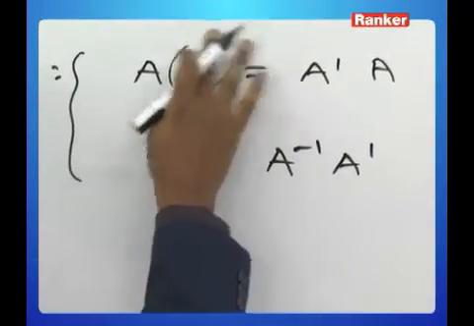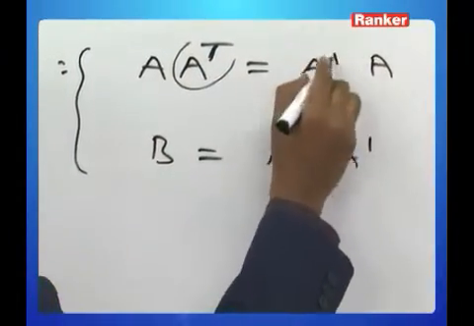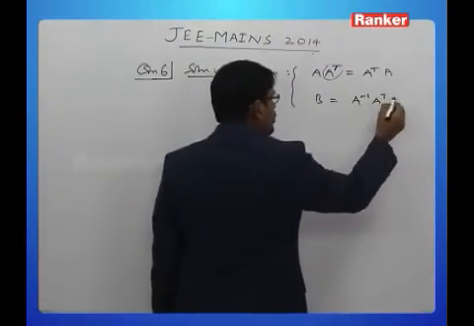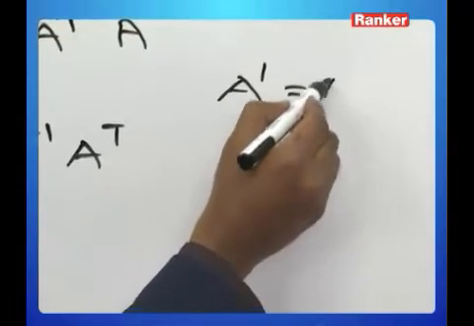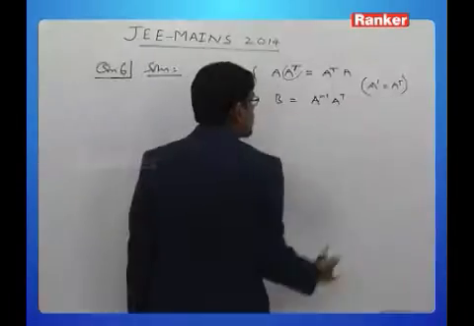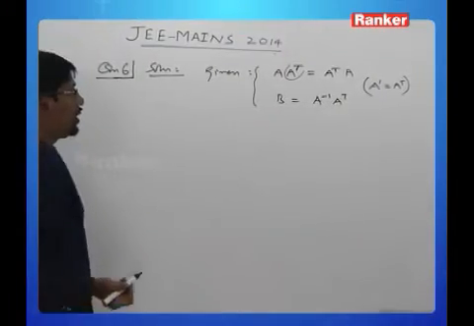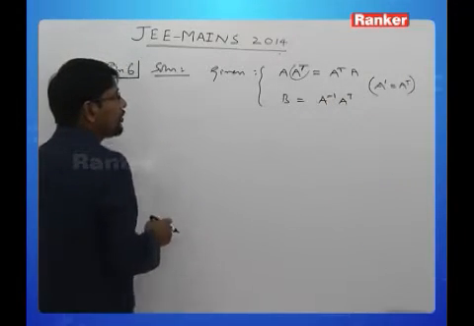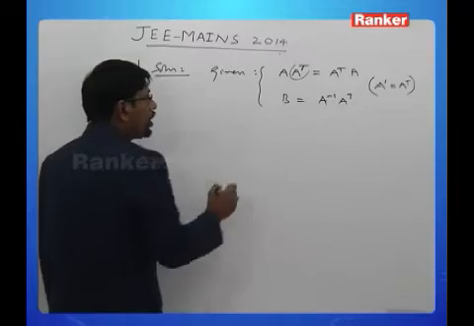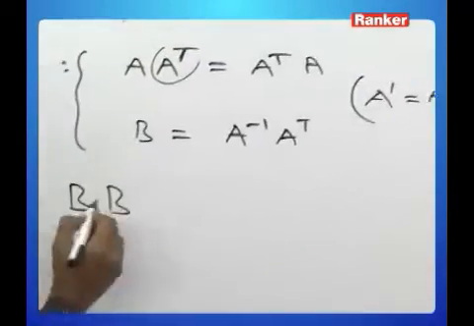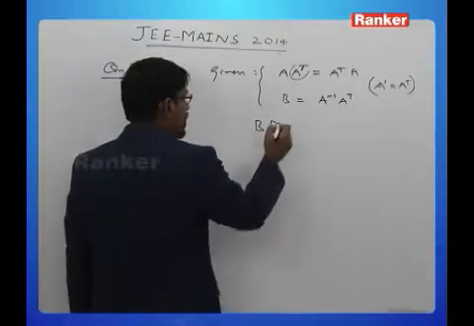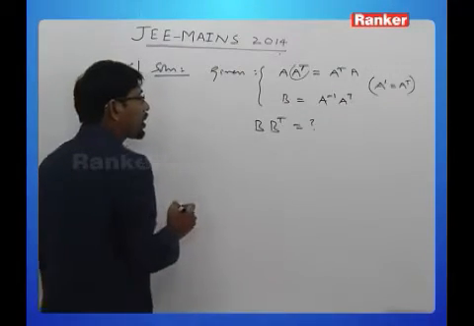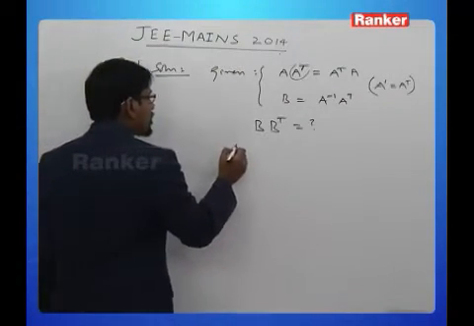For more clarity, let me put it as T here. That symbol is same as A transpose, T for transpose. Okay, I am replacing the tilde symbol with T. Now what do we want? We want B into B transpose. This is what we want. We've got to find out this. Okay, let's go about this.